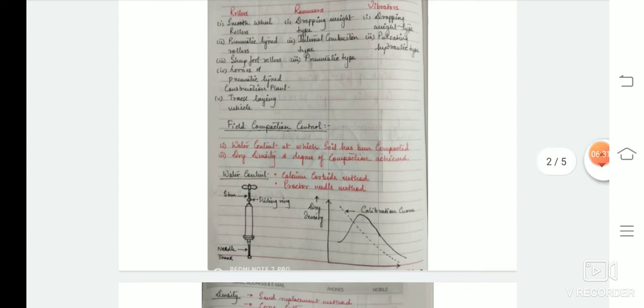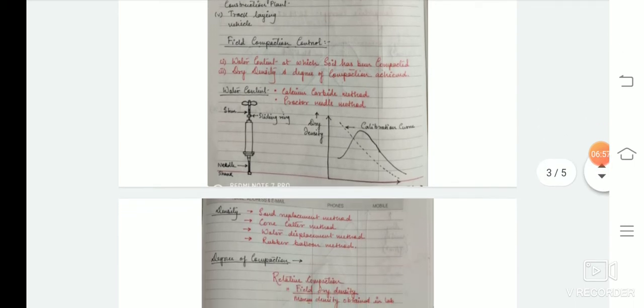Next we will shift to field compaction control. How can the compaction be controlled in the field? What are the parameters that have to be taken into account? Field compaction control consists of determination of the water content at which the soil has been compacted and the dry density along with the degree of compaction achieved. Normally, for achieving proper compaction control, rapid testing methods are adopted.